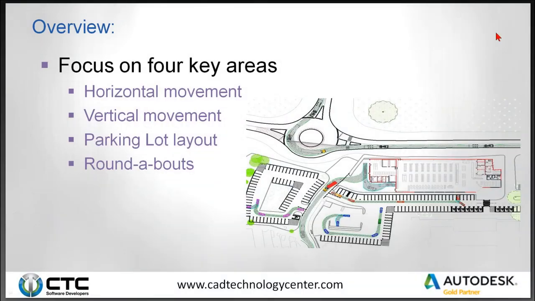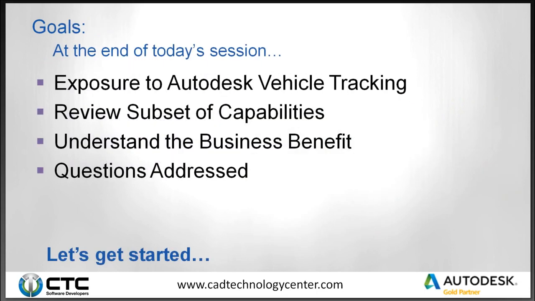I'm going to focus on 4 key areas today: horizontal movement, vertical movement, parking layout, and roundabouts. Those are the 4 big features within vehicle tracking. At the end of the session, hopefully you'll have a better exposure to vehicle tracking. You'll understand the 4 concepts, the subsets of vehicle tracking, the business side of it, and how the return on investment will help you. If there are any questions, we'll answer those at the end. So let's go ahead and get started.